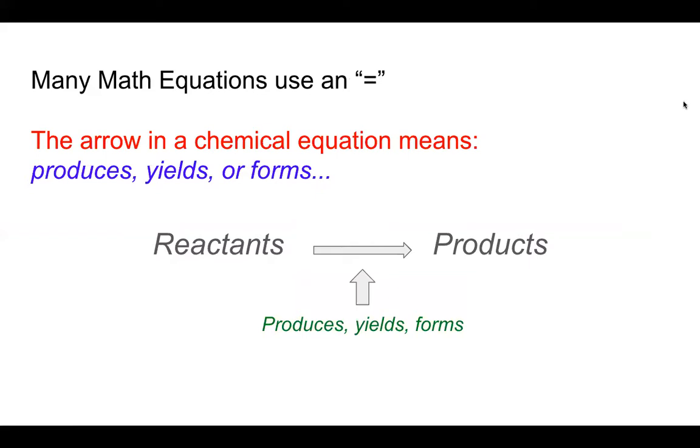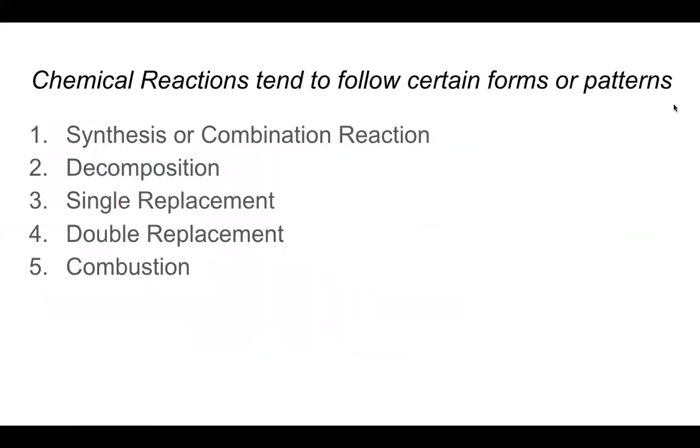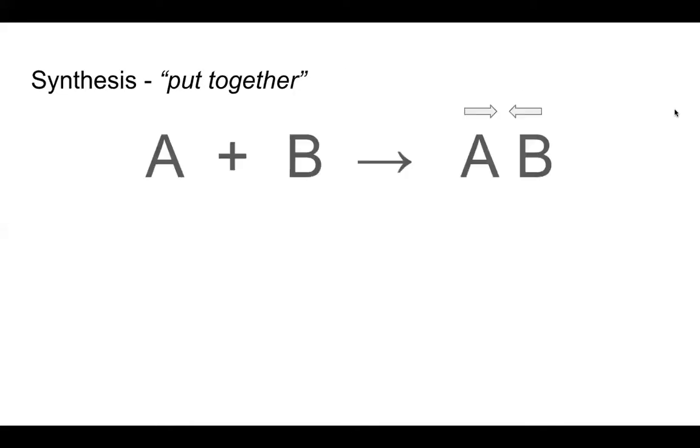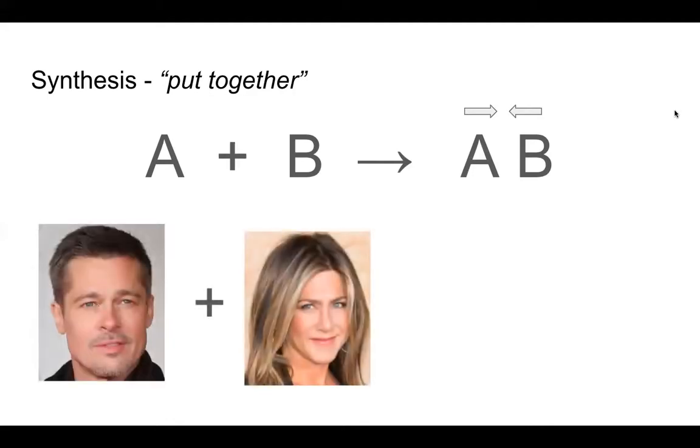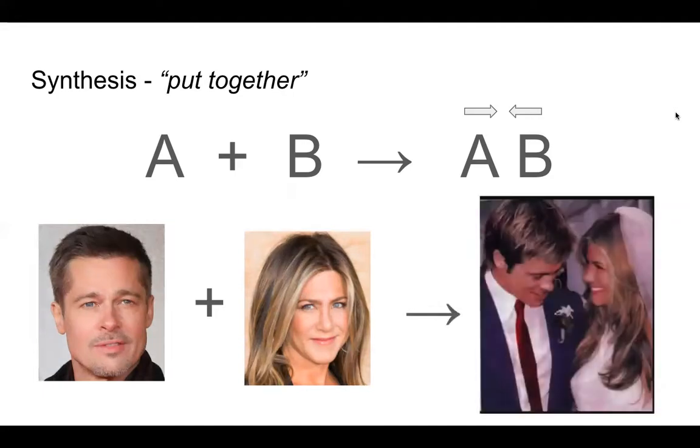In a chemical equation, of course, we put that arrow in there. Reactions tend to follow certain patterns, and there were a few different varieties that we looked at: synthesis, decomposition, single and double replacement, and combustion reactions. We talked about how in a synthesis reaction, we put a couple things together, two elements together. Much like we use the analogy of Brad Pitt and Jennifer Aniston, when that happy couple found each other and fell in love, they became a compound.